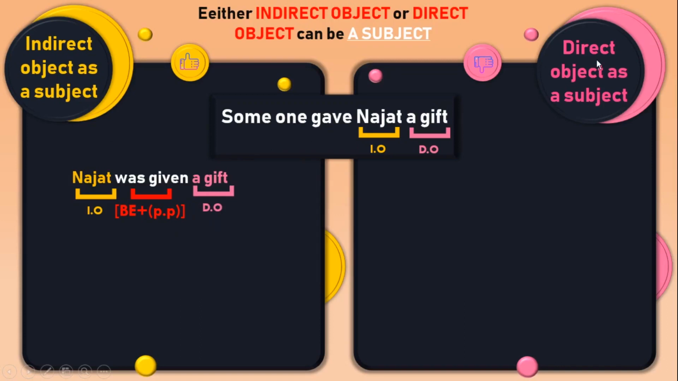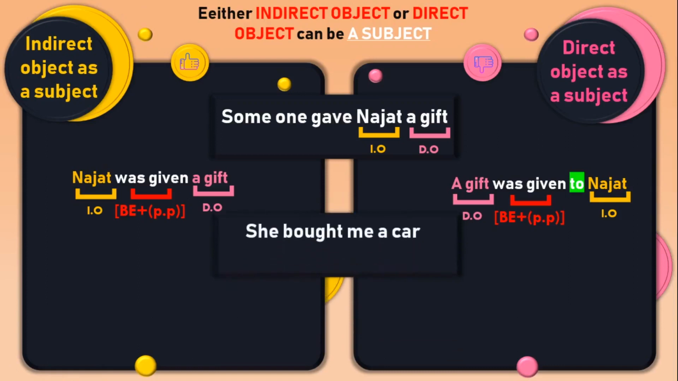And if we want to make the direct object the subject, what we have to do is just put the direct object in the beginning, then the rule of the passive voice, be plus past participle, then to. Remember that when you use the direct object as a subject, you must put to. We cannot say a gift was given Najat. No, you have to put to when you use the direct object as a subject. But when you use the indirect object as a subject, you don't need to put to. Okay, so remember that.